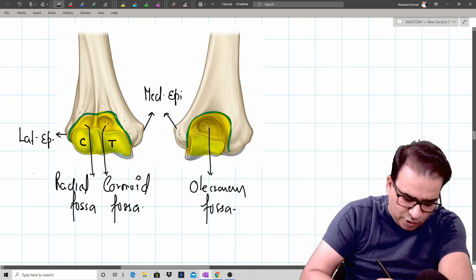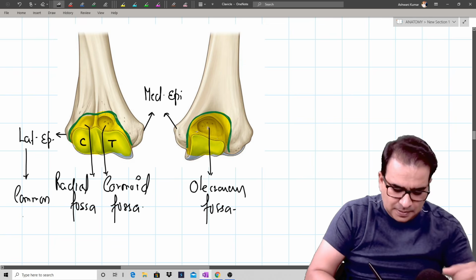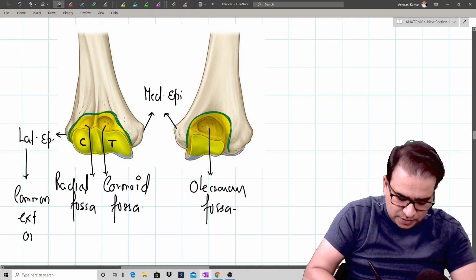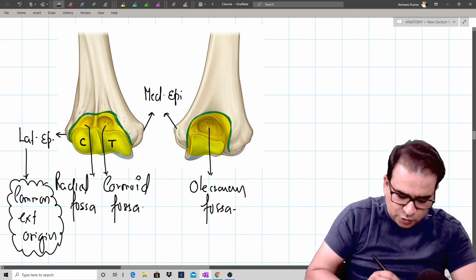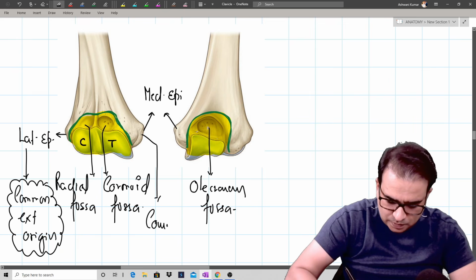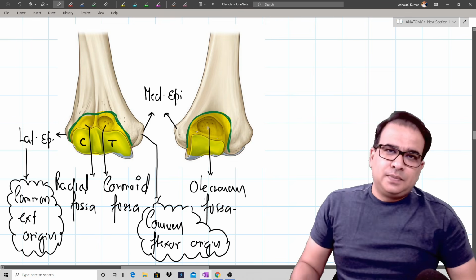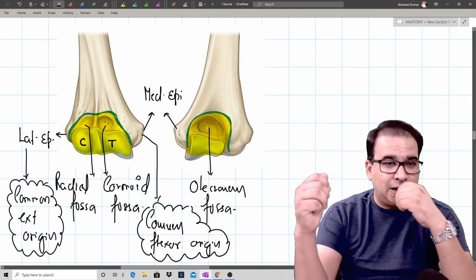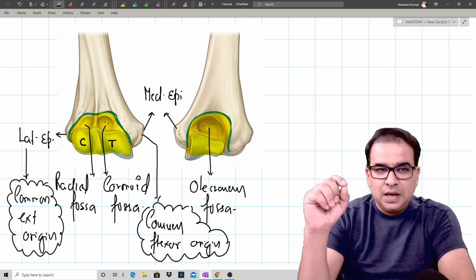Needless to say, the lateral epicondyle is also called the common extensor origin. Everyone knows that. It's a common extensor origin. And the medial epicondyle is referred to as the common flexor origin. You know that inflammation of these processes can cause tennis elbow and golfer's elbow. That is lateral epicondylitis and medial epicondylitis.